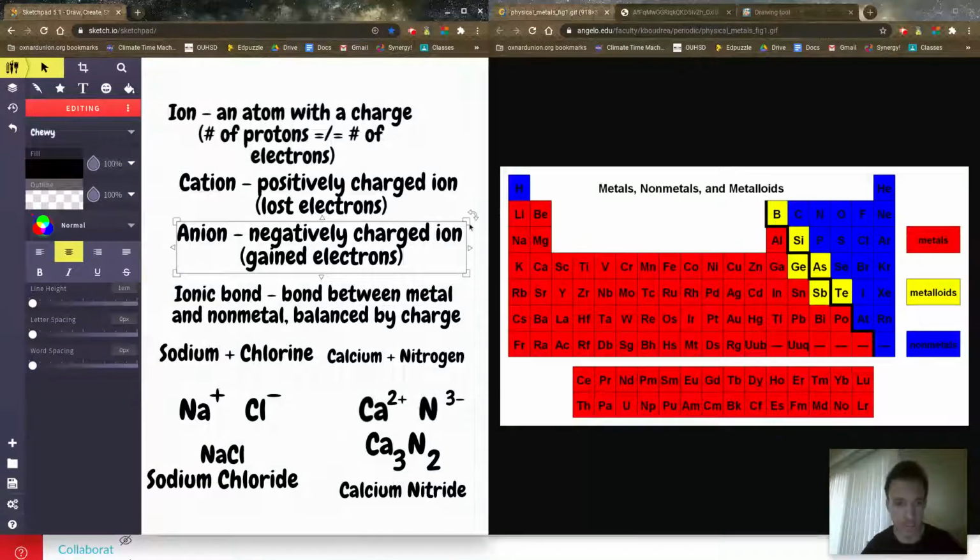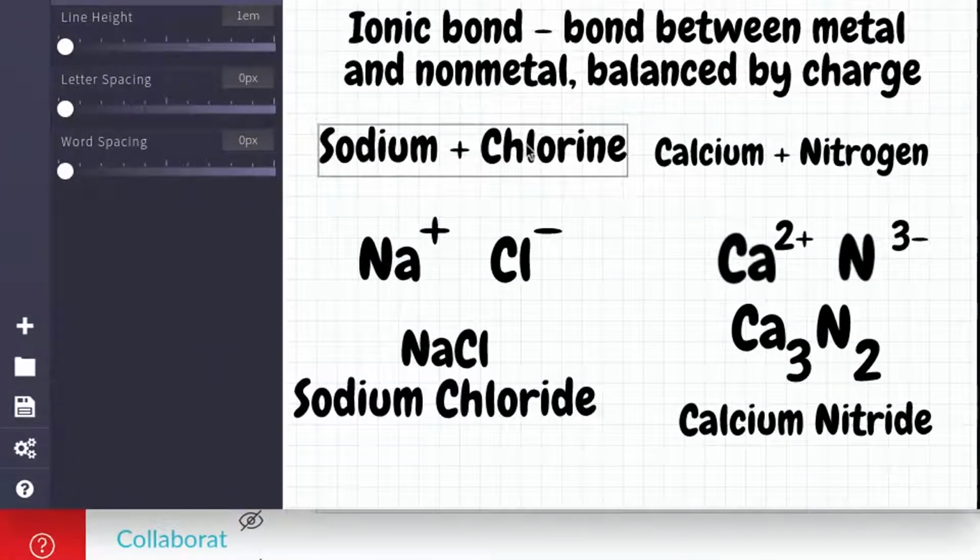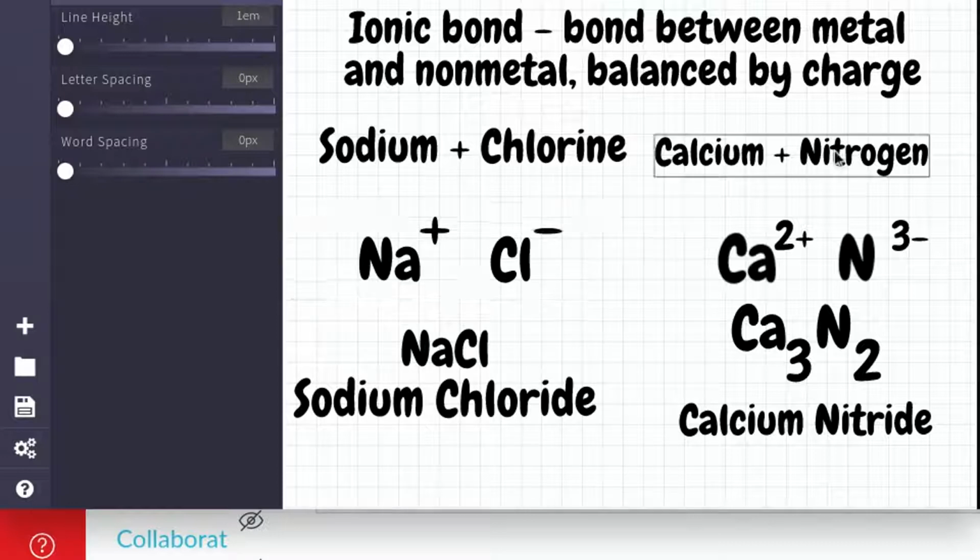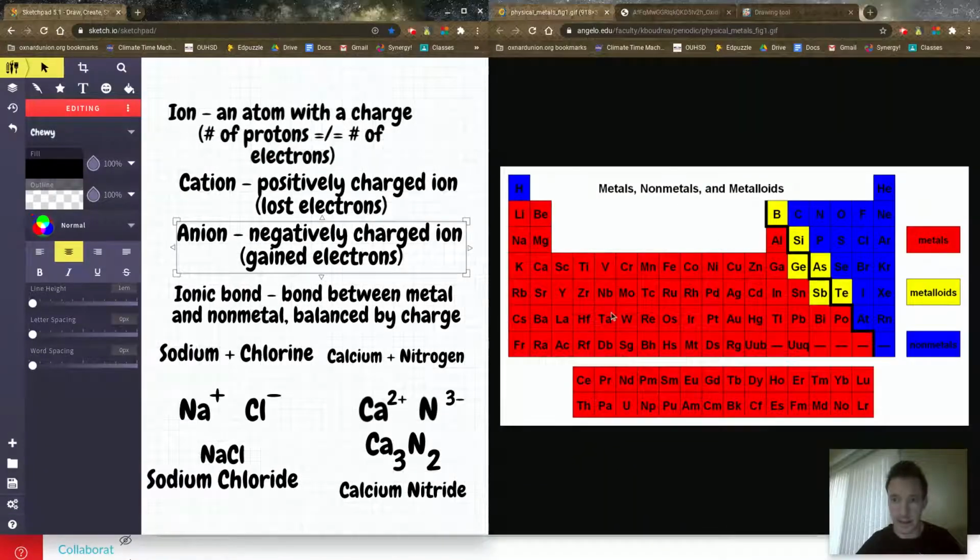Okay, let's look at some examples. Here is sodium and chlorine. When they bond together, a metal and a nonmetal, you're going to get an ionic bond. First we need to know the charge, and you can figure that out by looking at the periodic table. The exclusion is the transition metals, the ones in between here, column 3 to 12. Those don't have a set charge.